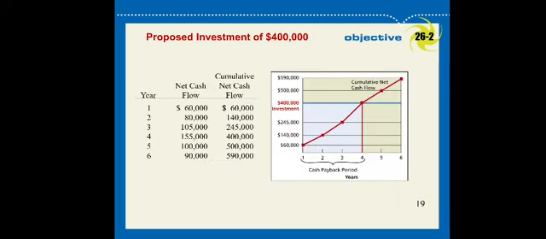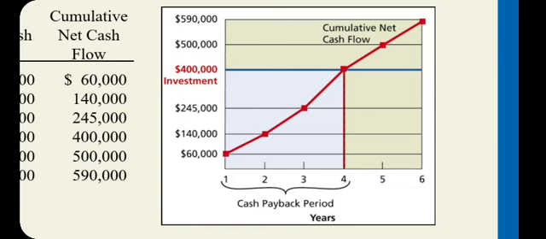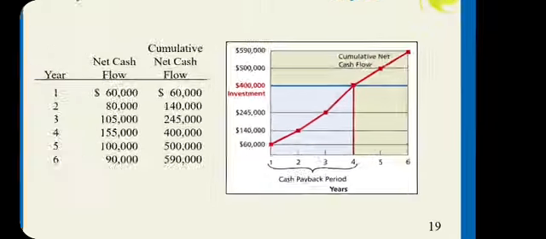You can also show the numbers in a graph like this. You can see that in year 4, the company gets back the amount that they have invested, 400,000.